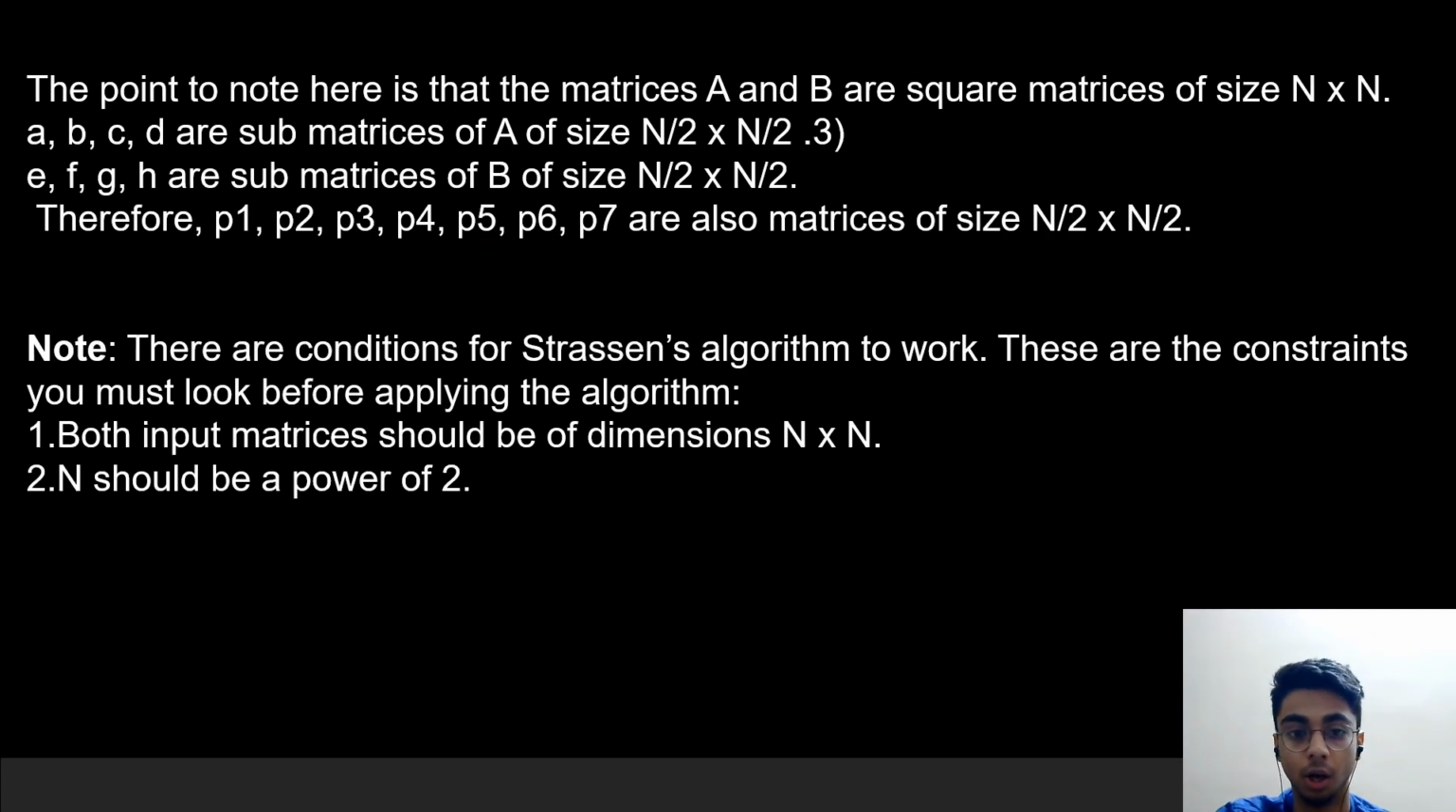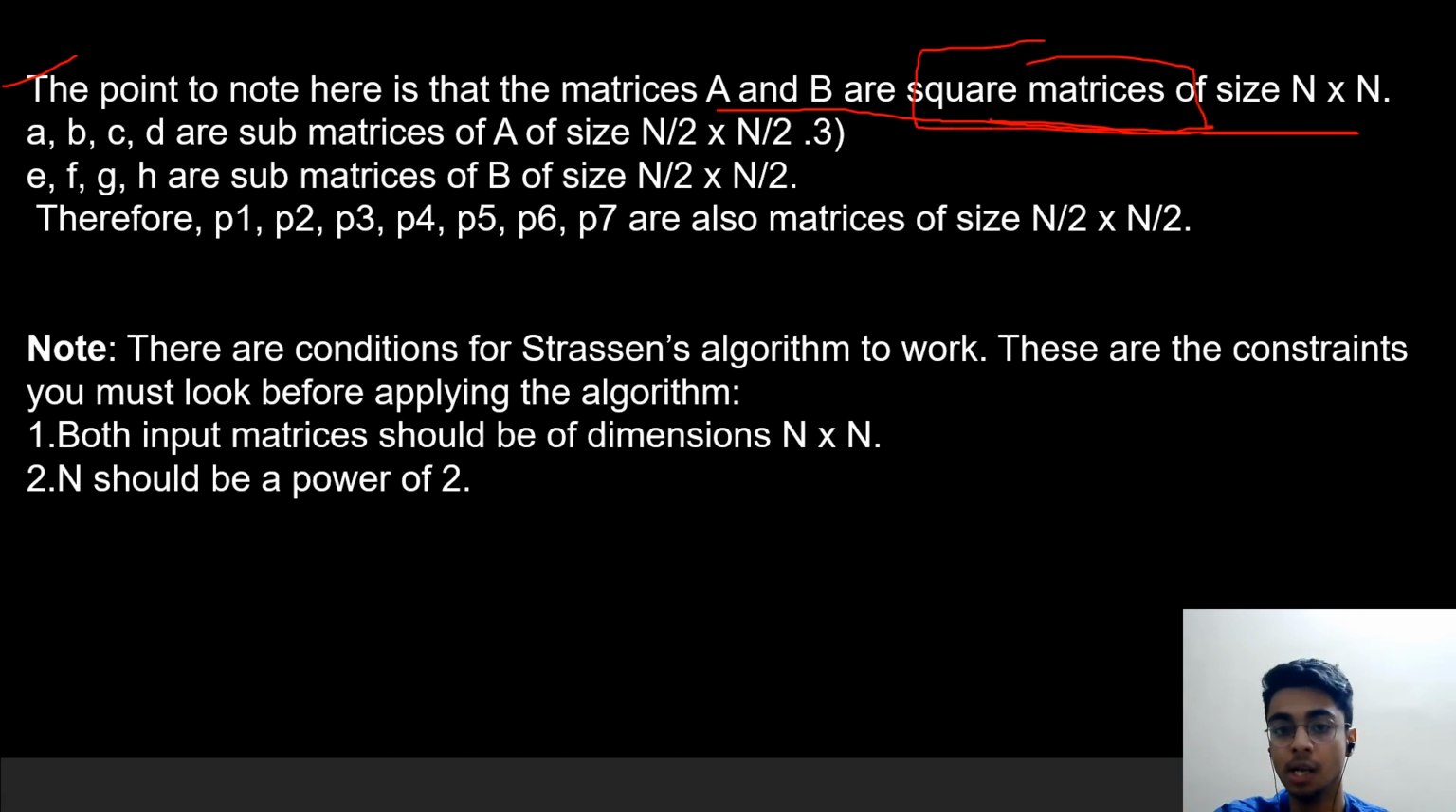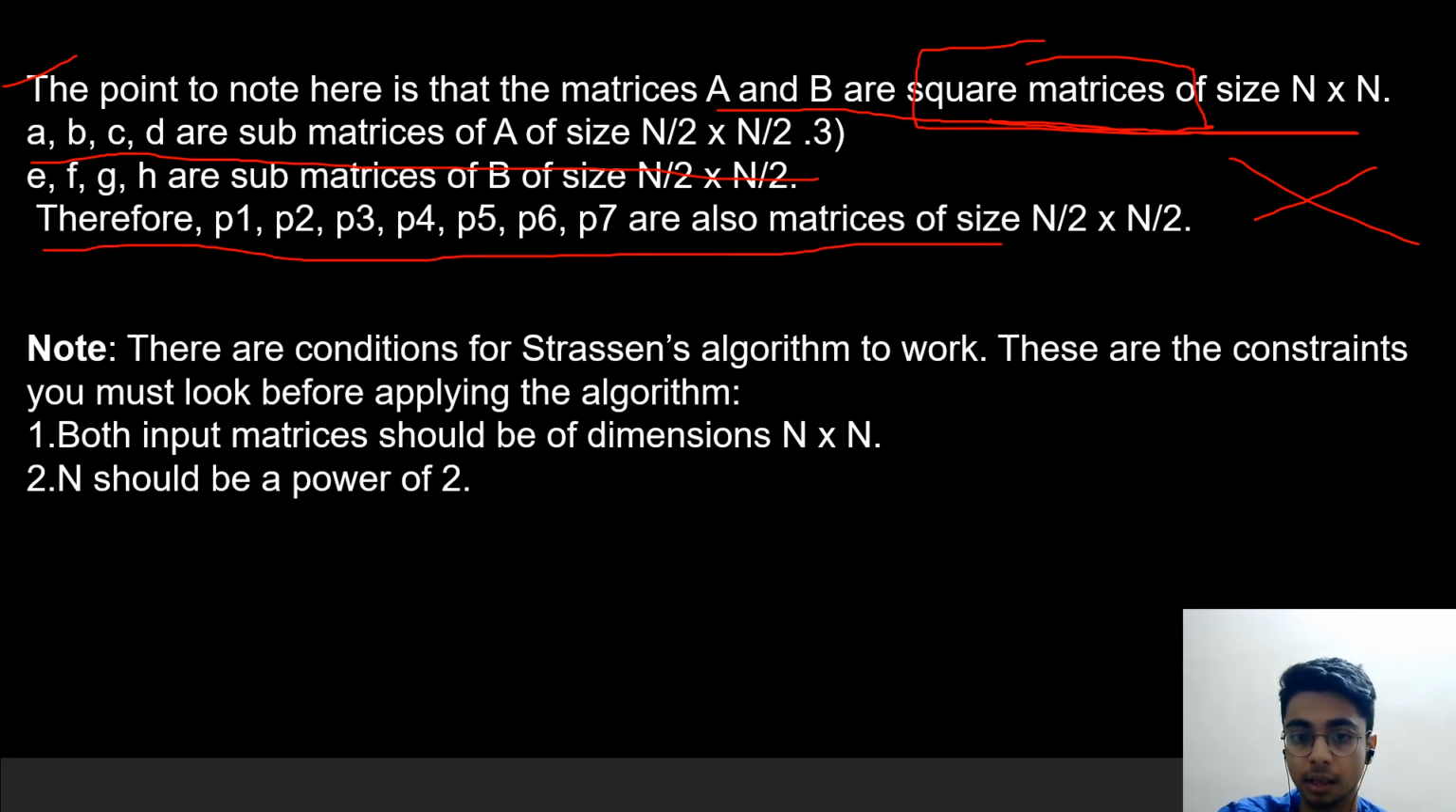Also, these were the points I discussed earlier, that there are some constraints on the matrices that have to be chosen for Strassen's algorithm. So A and B are square matrices. This is one of the points that has to be noted, that they are square matrices. Rectangular matrices cannot be used in Strassen's algorithm. And the submatrices are of size n by 2, n by 2, and n by 2 similarly. Therefore, the resulting small matrices that we formulated formulas for, like P1 to P7, are also of size n by 2 into n by 2.